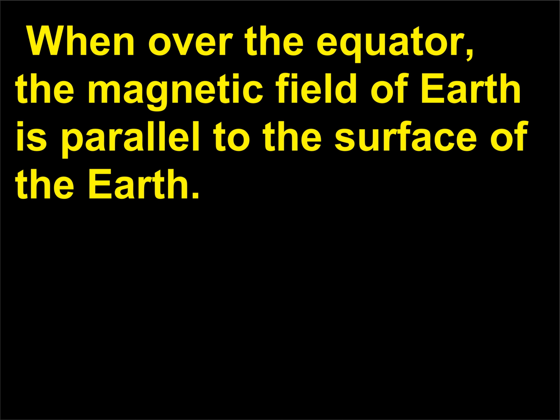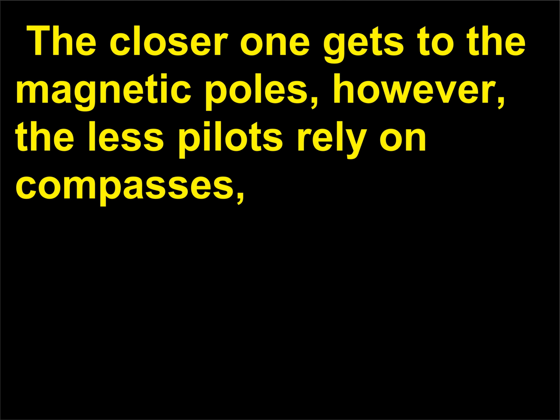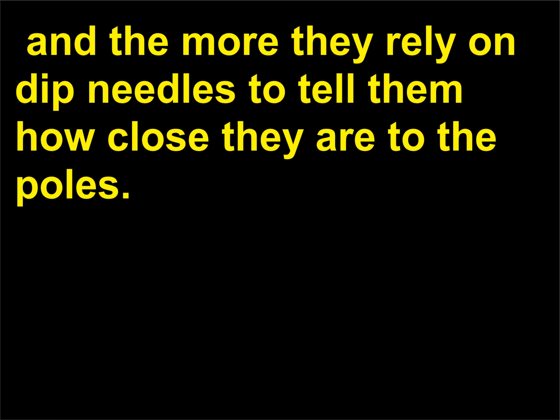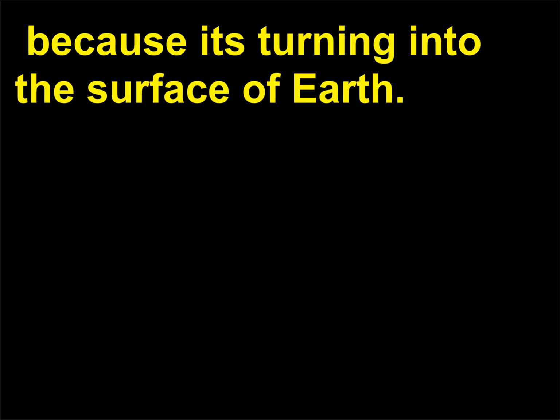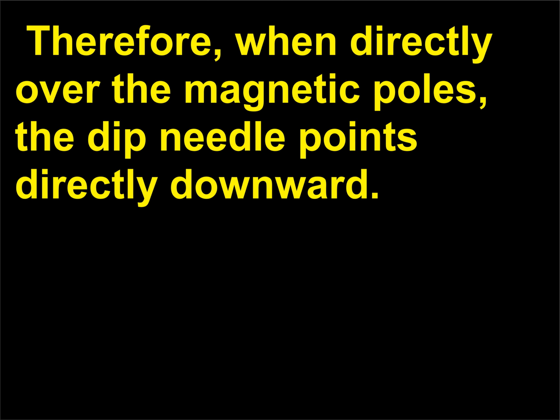When over the equator, the magnetic field of Earth is parallel to the surface of the Earth. The closer one gets to the magnetic poles, however, the less pilots rely on compasses, and the more they rely on dip needles to tell them how close they are to the poles. The closer one gets to a pole, the more vertical the magnetic field becomes, because it's turning into the surface of Earth. Therefore, when directly over the magnetic poles, the dip needle points directly downward.